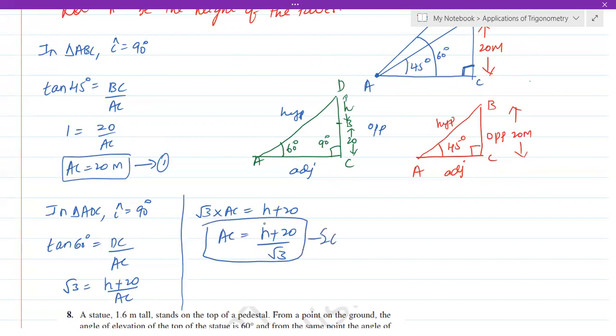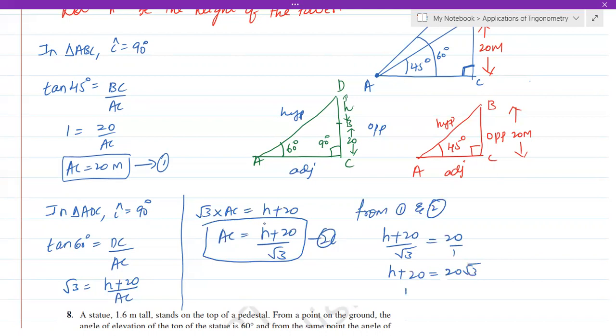From 1 and 2, as you can see, in both the cases, the LHS are the same, right? You have found AC itself. So you can equate the RHS. H plus 20 by root 3 is equal to 20. Send this root 3 the other side, that is, we are cross multiplying. This 20 can be written as 20 by 1. Anything multiplied by 1 is the same thing. So H plus 20 into 1 is H plus 20 itself. 20 into root 3 is 20 root 3.